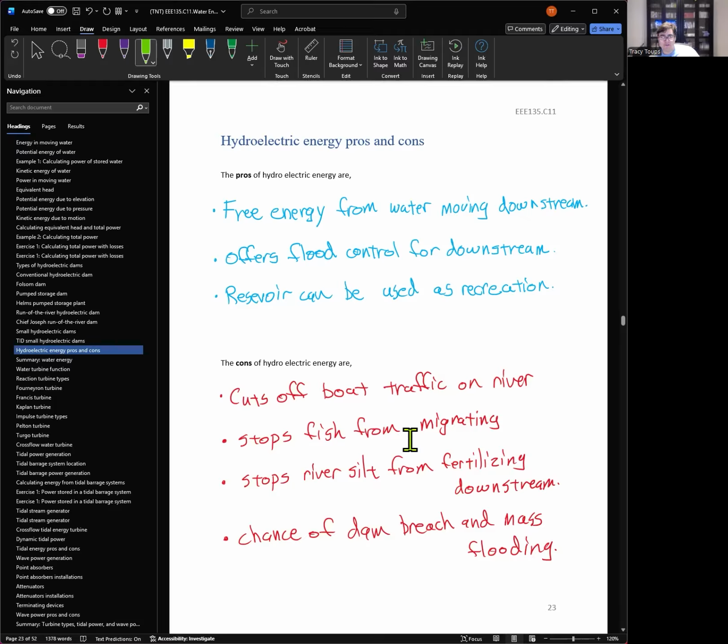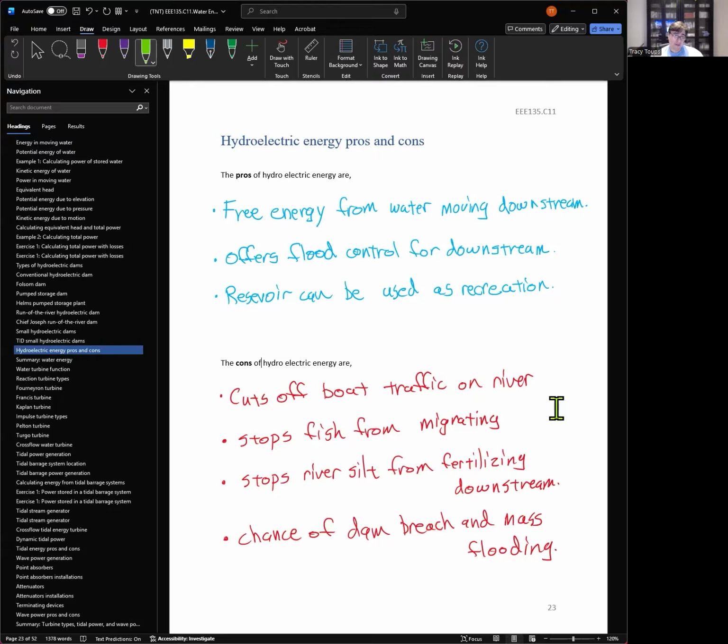Next, it stops fish from migrating. There are some fish that want to go upstream. They jump upstream to lay their eggs and procreate and produce offspring, and then go back downstream. Okay? So by putting a giant dam there, the fish can't move upstream. They're going to die. Okay?